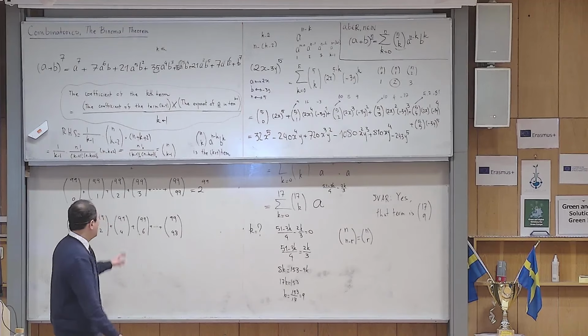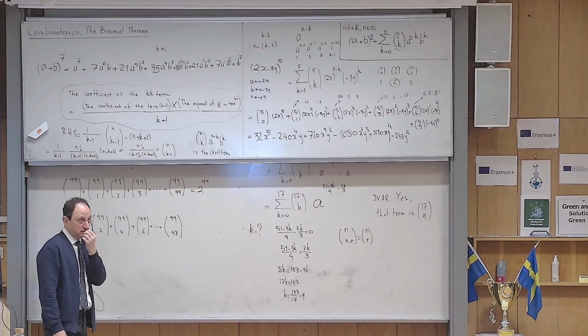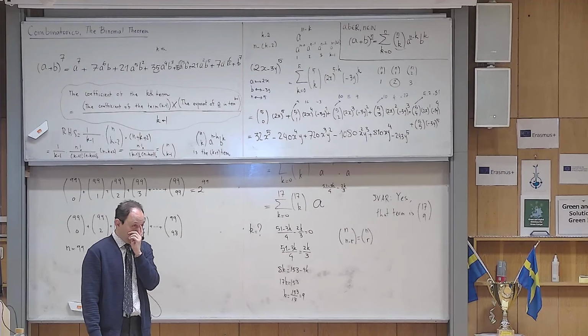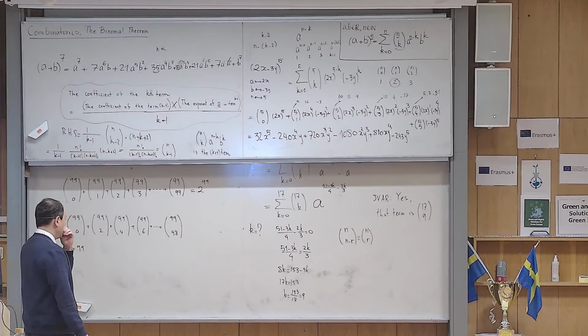So this number is half of this number. But why? Because if you work backwards, they should be the same. Like 99 choose 0 is the same as 99 choose 99. So you have only half of it. Yeah, because 99 choose 0 is the same as 99 choose 99. So if you check all the terms, half of them are gone.